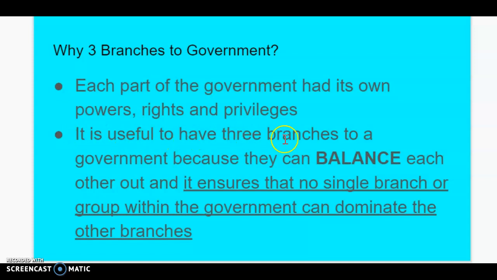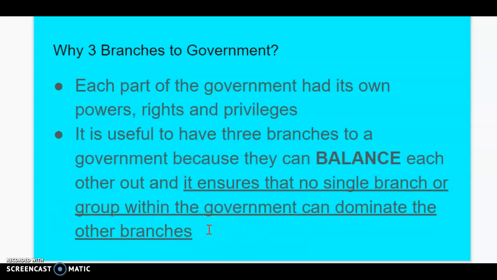It is useful to have three branches to a government because it can balance each of the other branches. By balancing the other branches of government with all of their different rights, privileges, and powers, it ensures that no single branch or group within the government can dominate the other branches.